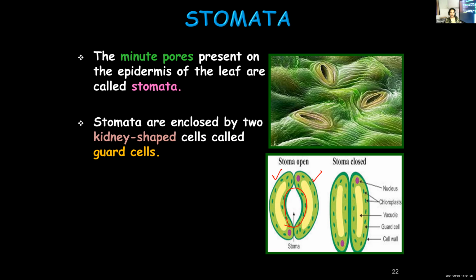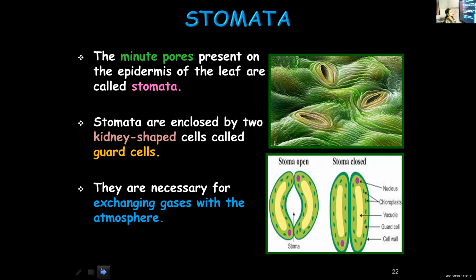So the presence of water in these guard cells will regulate the opening and closing of stomata. All those details you will learn in class 10. Guard cells will regulate the opening and closing of stomata. These openings are enclosed by 2 kidney-shaped cells and we call them guard cells because they regulate the opening and closing of stomata. And these openings are known as stomata, stoma singular, stomata plural.